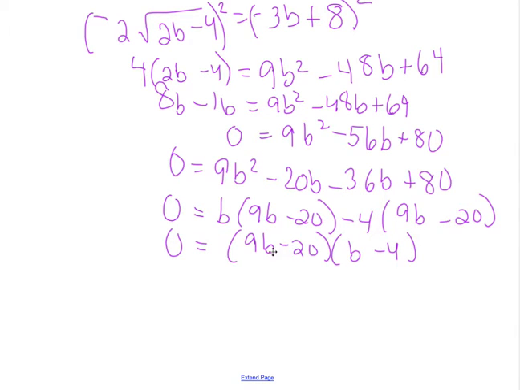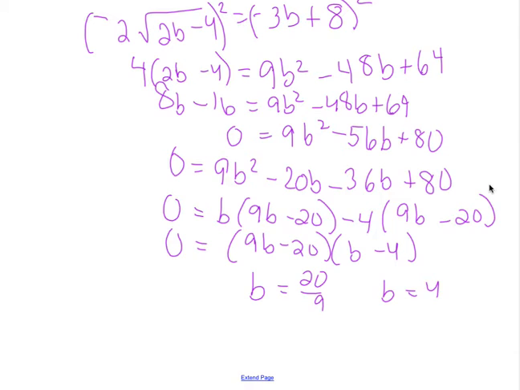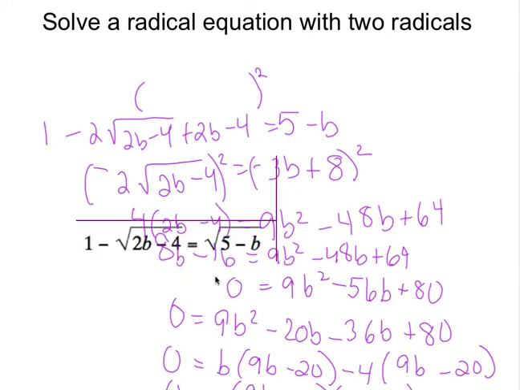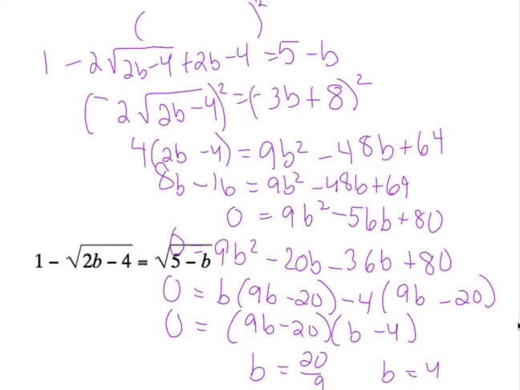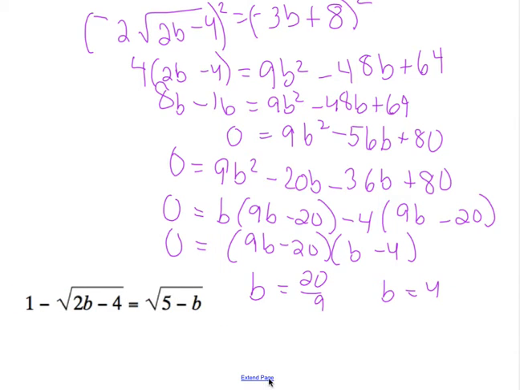Yay! So now let's see, what's b? Well, b is either equal to 20 over 9 or it's equal to 4. But remember, when I'm solving a radical equation, I have to go back and check to see if either of these answers are extraneous. So let's see, my original equation is this. I'm going to move this down so I can see it a little bit better. Here, I'm going to check both of these. Don't they look fun to check?